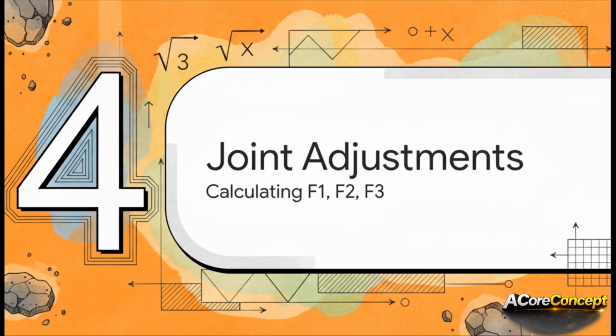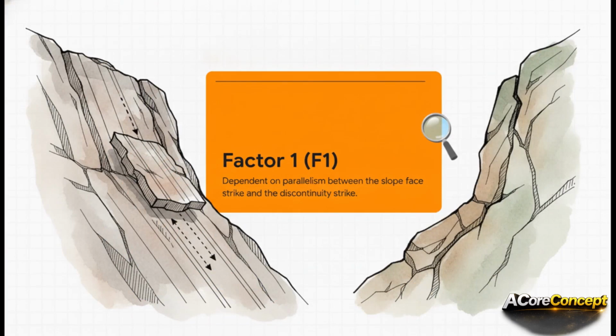Section 4. Calculating joint adjustment factors. Once we know how the rock wants to fail, we get to the most mathematical part of the whole procedure, calculating our joint adjustment factors, F1, F2, and F3.